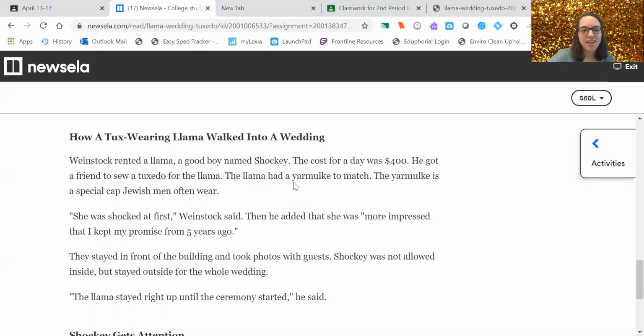Okay, so remember that's that cap that the llama has on that normally Jewish men wear. I guess this is a boy llama.